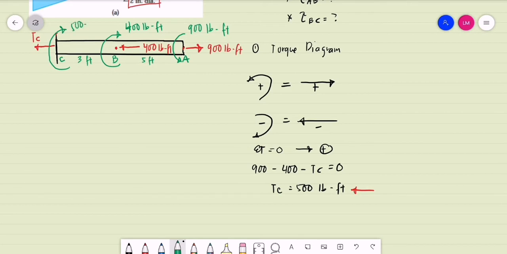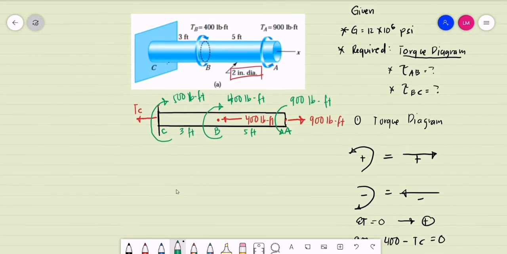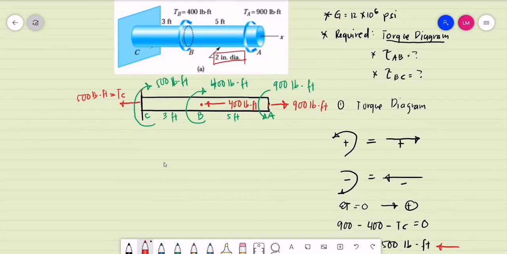500 pounds-foot. Okay, so it is a 500 pounds-foot. If we are to replace it with an arrow symbol, that is to the left. Okay, so we are now ready to draw our torque diagram.